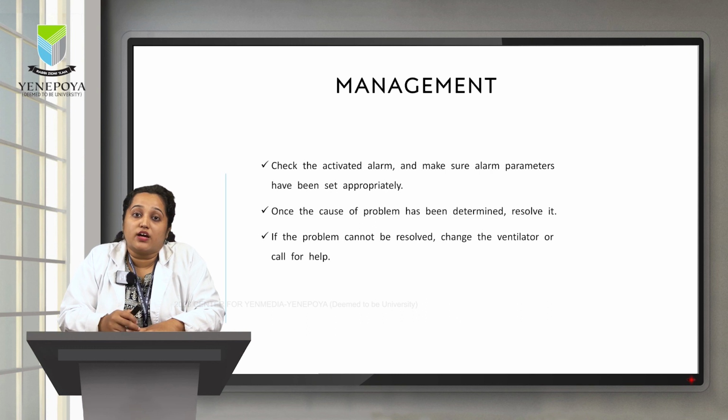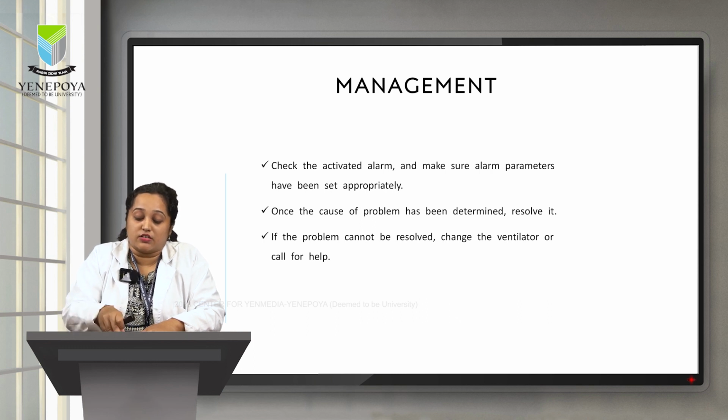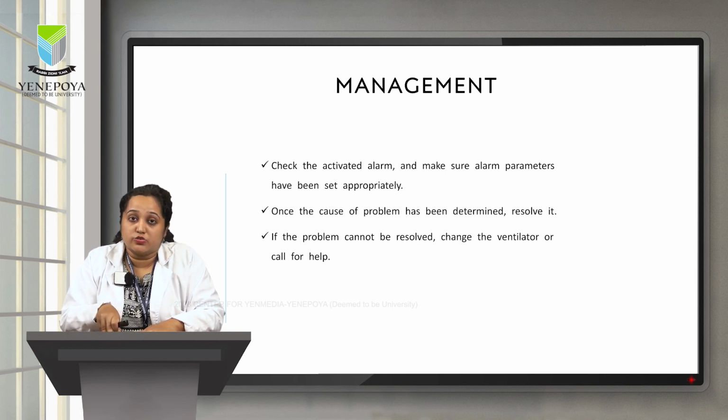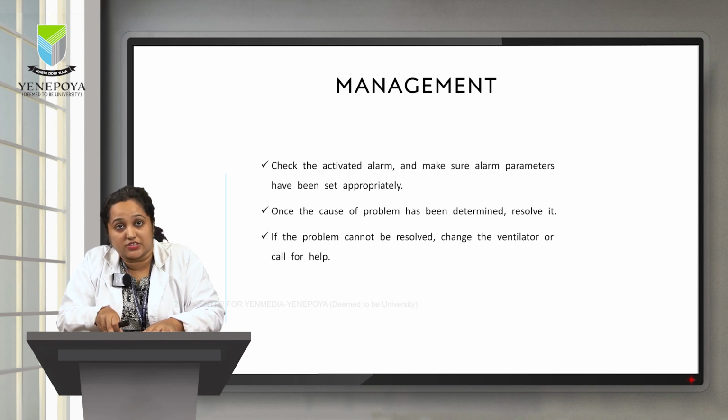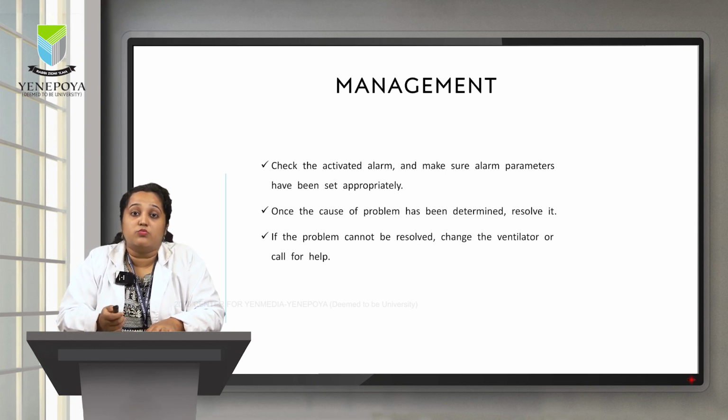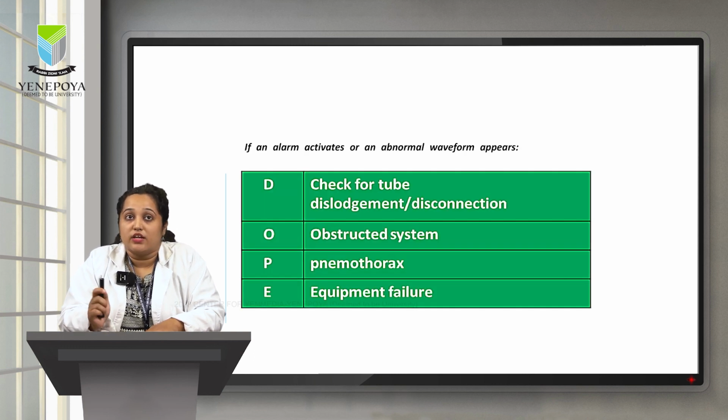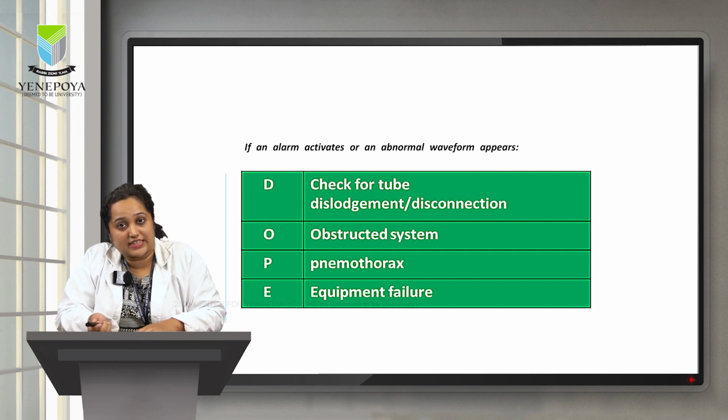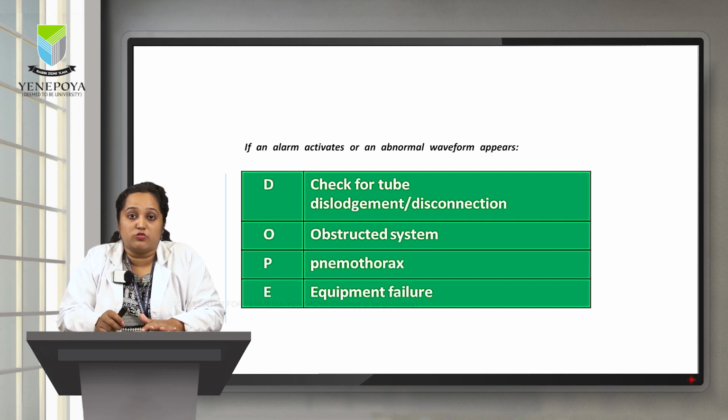Go and check what other problems are there. Check the patient, do a physical examination, auscultate the patient, check the saturation. Once you do all these things, you are going to get some idea of what is wrong with the patient. Ensure that the patient is receiving adequate ventilation and oxygenation. In this scenario, the most appropriate thing to do is something known as DOPE. Now what is DOPE? You have to check for tube dislodgement or disconnection. So that is the first thing.